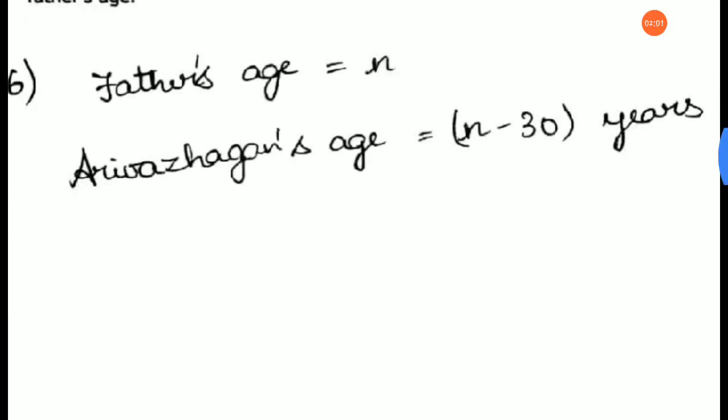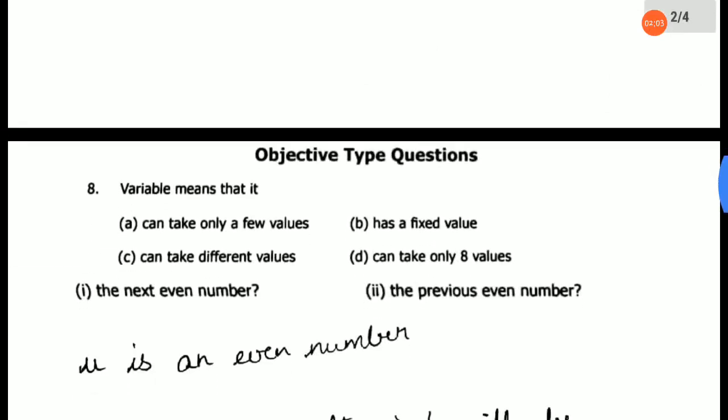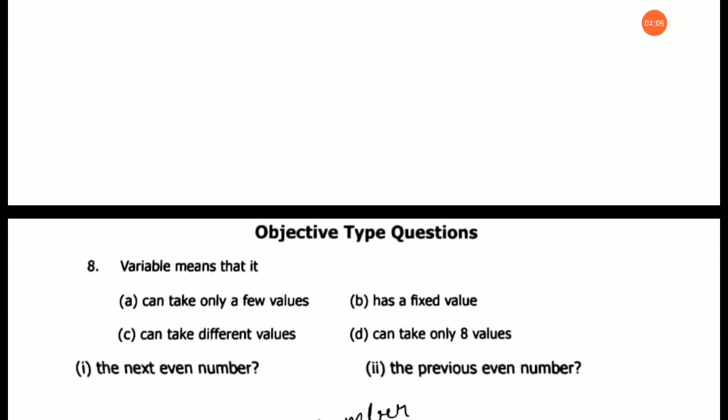Okay? Now, there are a few objective type questions given in our textbook. Let us discuss that as well. Variable means that, look at the options given. How many values can it take? Variable means it can take n number of values. So, the answer is option C, can take different values.